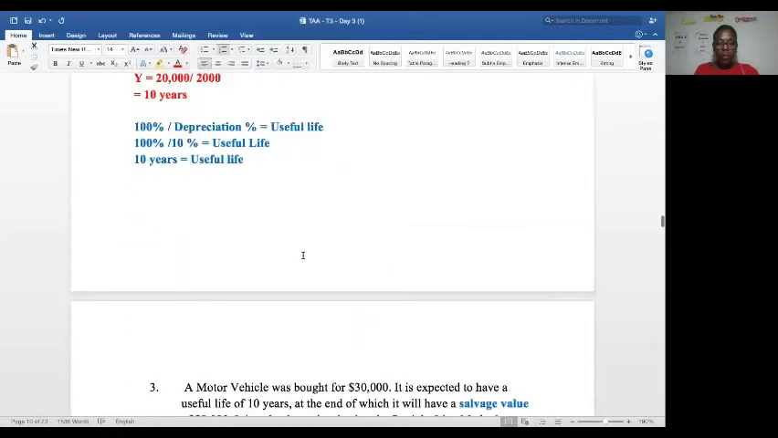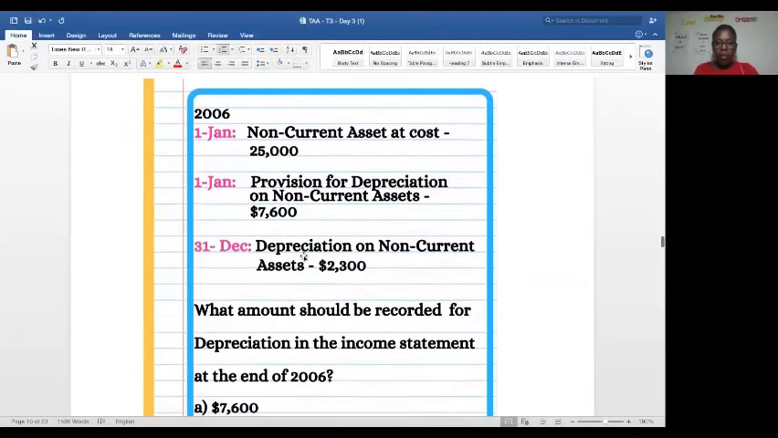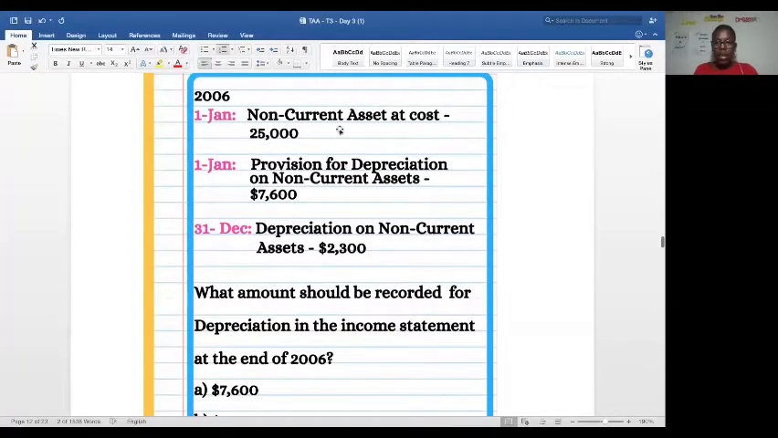All right, so let's move on to number 4. Number 4, they're just checking to see whether you know what goes in the income statement and what goes in the balance sheet. Non-current asset at cost, 25,000. Provision for depreciation on non-current asset is 7,600. That is the total amount of depreciation which was deducted up until the 1st of January.